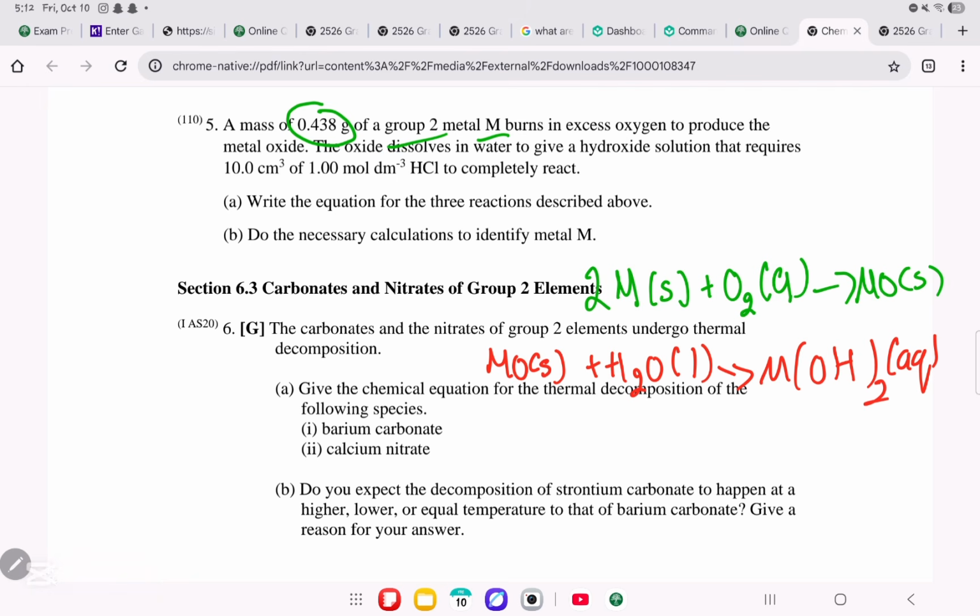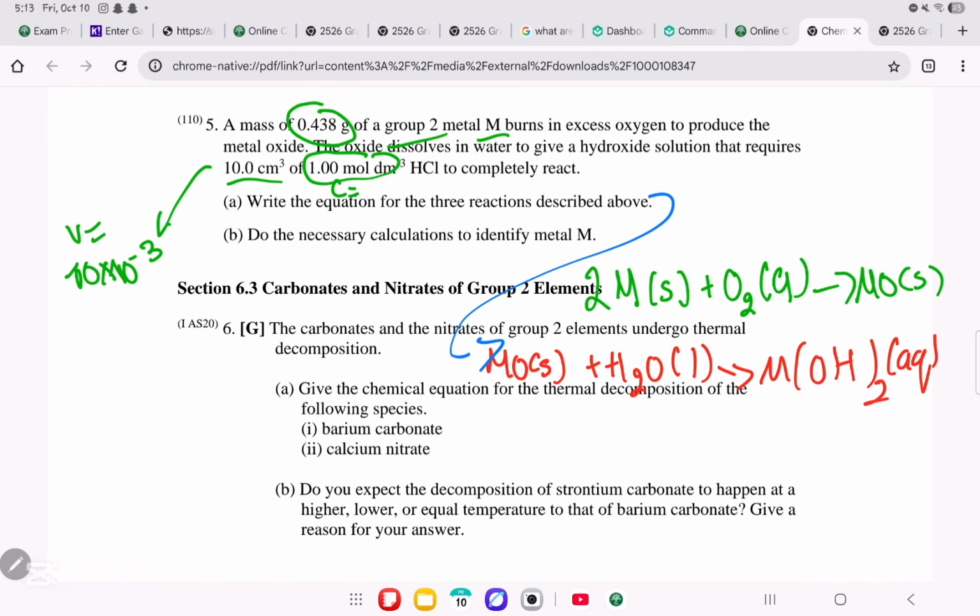And what did they tell us? They told us it requires 10 centimeter cubed. Of course, always change it to decimeter cubed. So that's going to be 10 times 10 to the power of minus 3. And 1 mole per decimeter cubed. This is the concentration. So volume and concentration. They told us to write the equation necessary for the 3 reactions described above. We already did that in part A when we were reading.